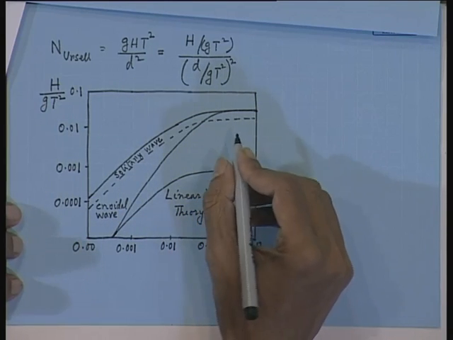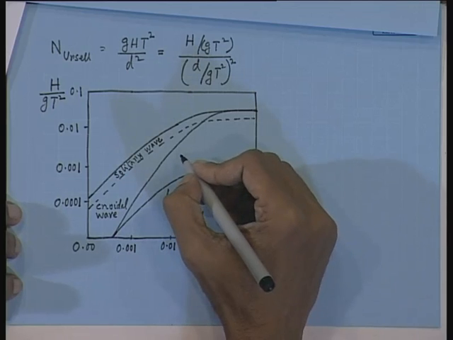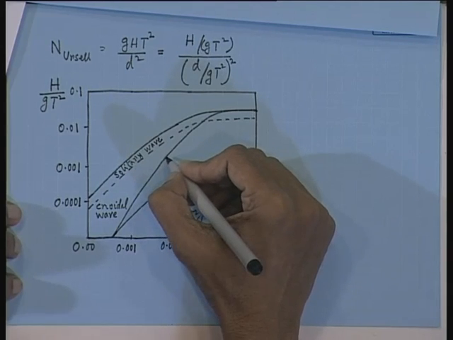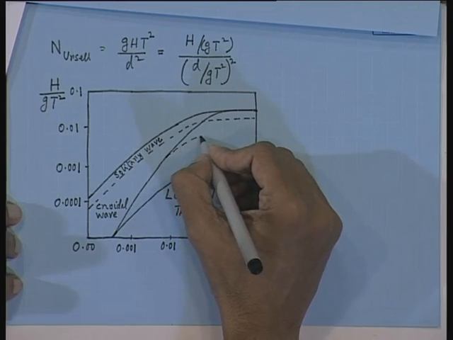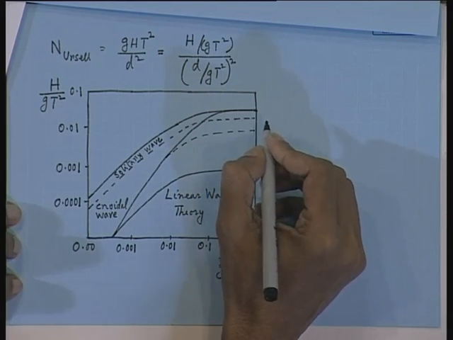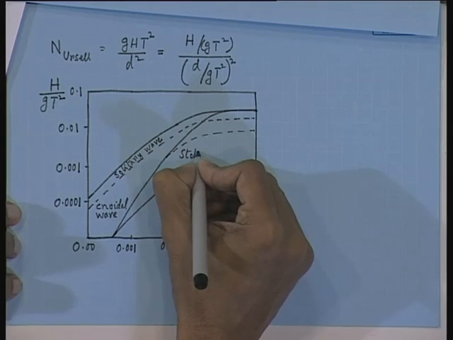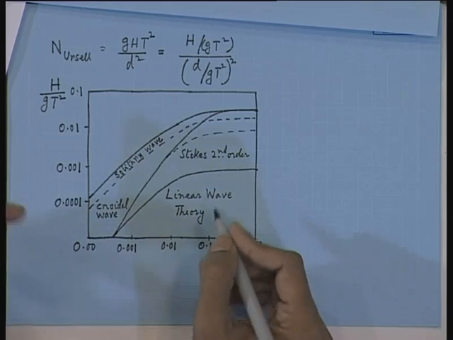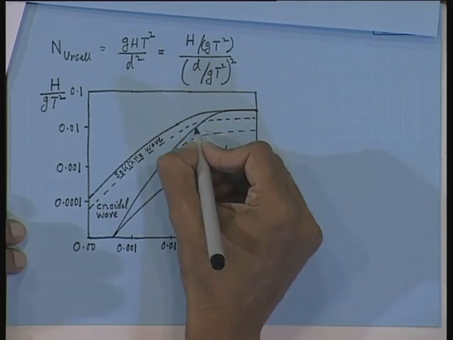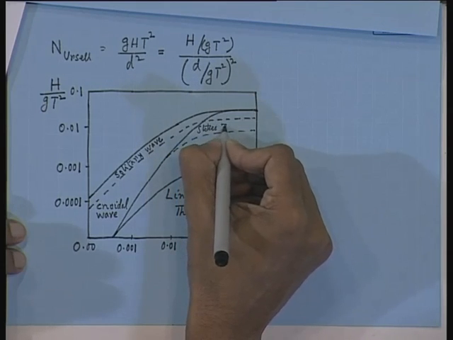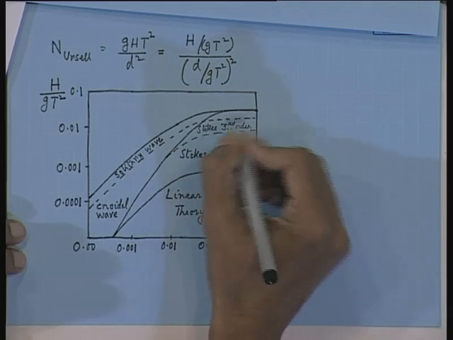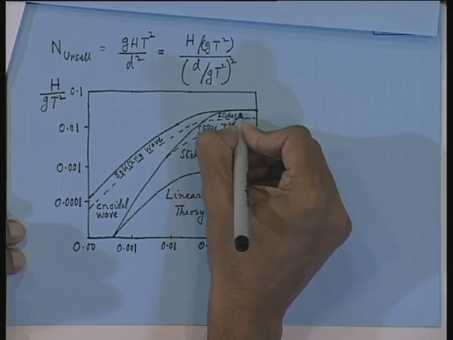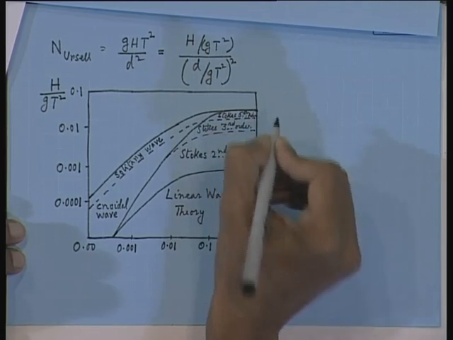And you have a number of Stokes theories. So the linear one is the first order, then you have second order. So second order will come somewhere like this. So this region is applicability of Stokes second order. So you remember like this, linear wave theory is first order, this one is second order, above that you will get Stokes third order. And at the top you will get Stokes fifth order. Fourth order is not shown.